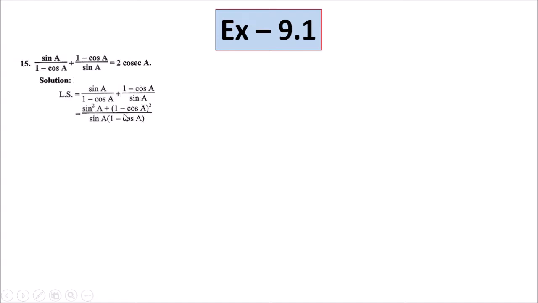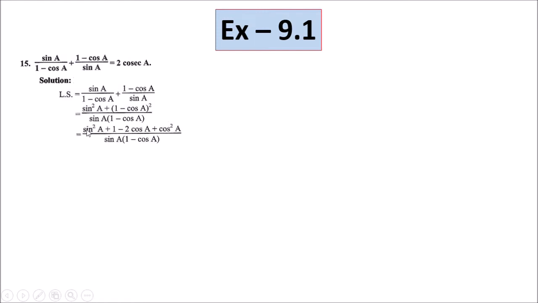How are we going to do that? In the last maths I told you that when there are two different denominators, whichever is missing, we have to multiply with that one. Here sin a is missing in the denominator, so we multiply the numerator, sin a into sin a, sin square a. Here also 1 minus cos a is missing in this part, so I multiply the numerator the same way, so the whole square.